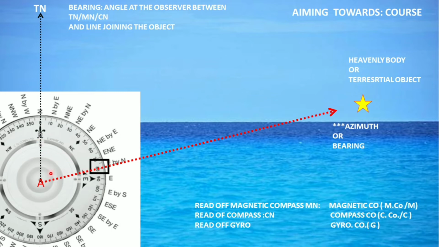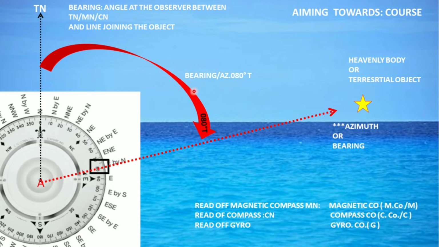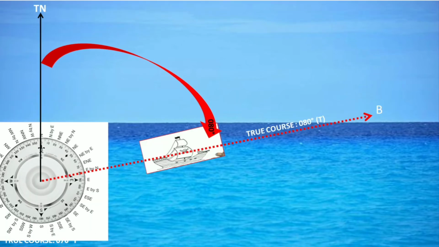Bearing is the angle at the observer between, I've written down true north, magnetic north or compass north depending upon what compass you have used, and the line joining the object. So this being taken from true north, I'm calling it true bearing or true azimuth. Azimuth, as I said, we'll discuss a bit later. And this angle is formed here at the observer, and the observer is considered to be right in the center of the compass card. So whatever we are talking about now with gyro compass and other things is relevant to heavenly bodies as well as terrestrial objects.